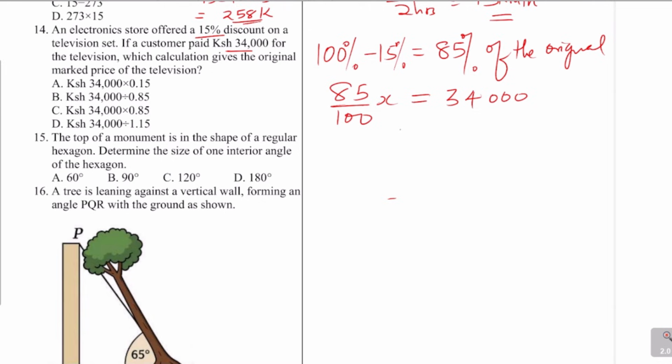So now for you to get the expression for X, the original, you're going to multiply both sides by the reciprocal of 85 over 100. So that will be 34,000 multiplied by 100 divided by 85.